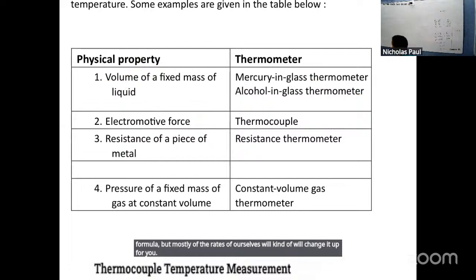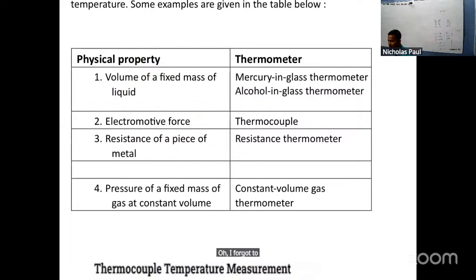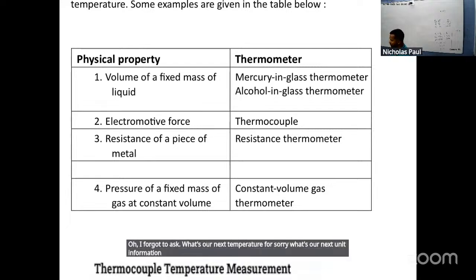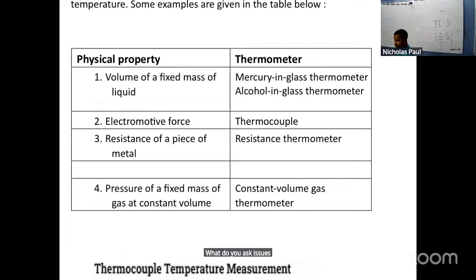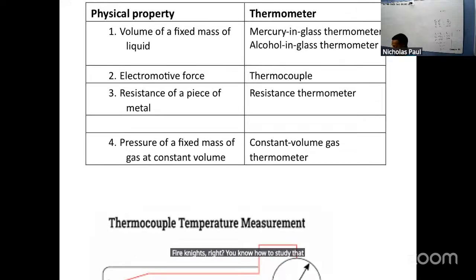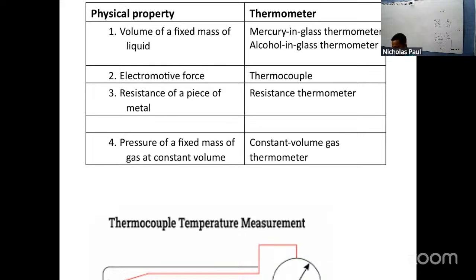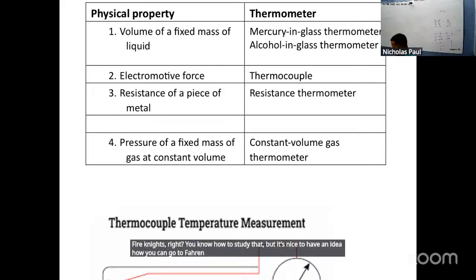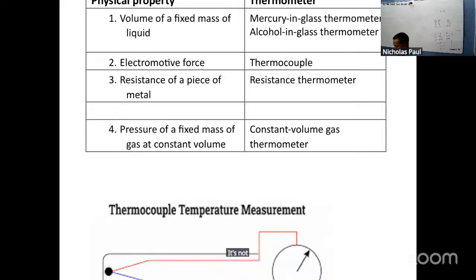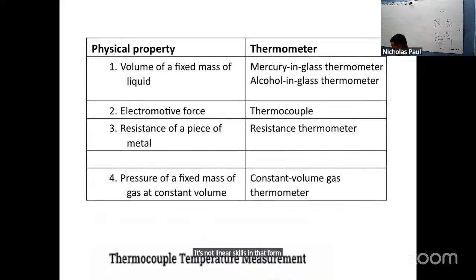Oh, I forgot to ask. What's the next unit for measuring temperature, like what the US uses? Fahrenheit, right? We don't want to study that, but it's nice to have an idea how to convert to Fahrenheit. It's not a linear scale, so it's a formula you have to use.